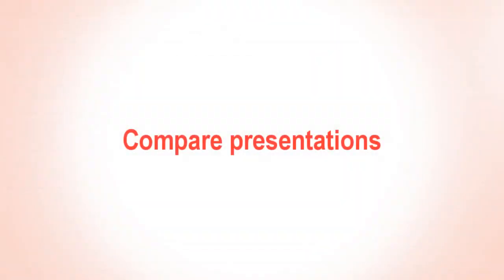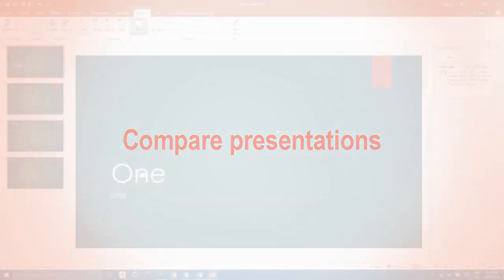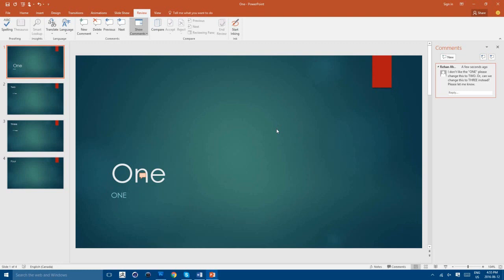Next, how to compare presentations. It is advisable to save your file with two different names before you send your presentation for review. When the reviews, feedback, and comments come in, it will be easy for you to compare with the original version. So basically, before you start commenting and reviewing your presentation, save your original file, and then save it again with a different name, so you have the original file and this one.